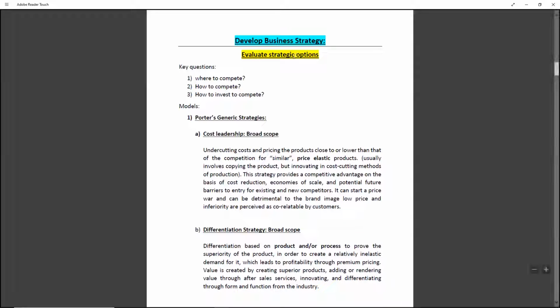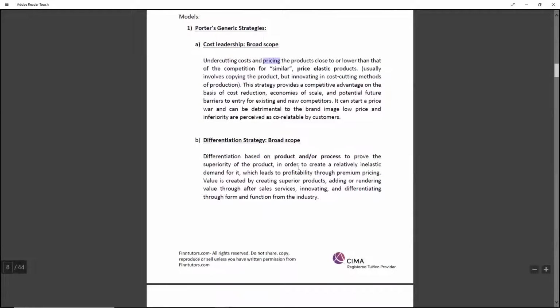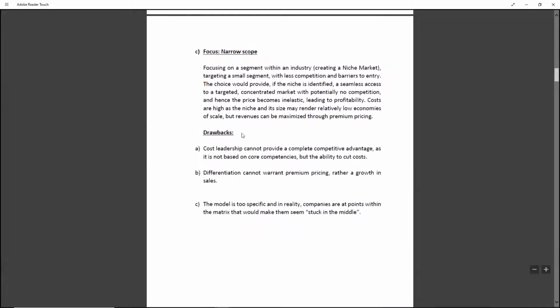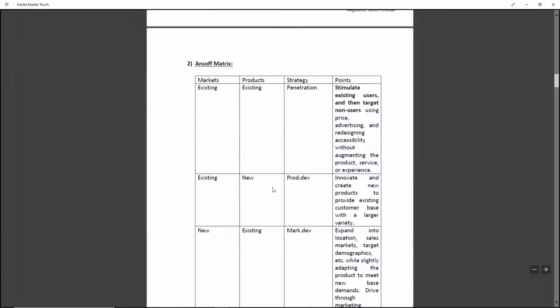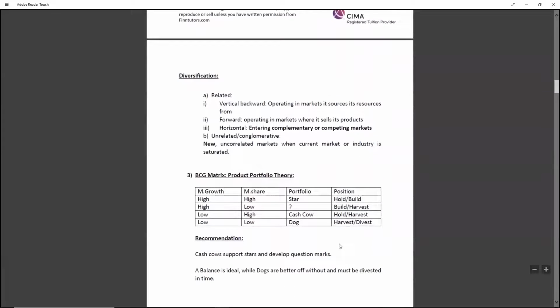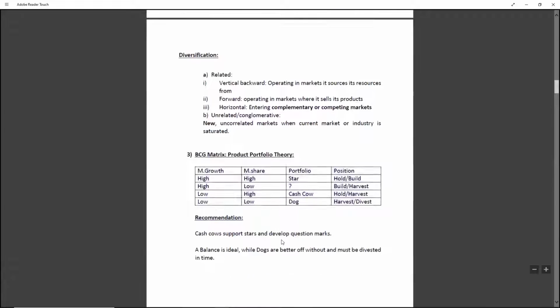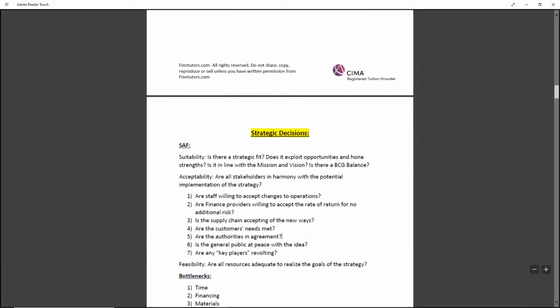So over here, we have explained first the Porter's generic strategies. In simple words, they have been further cut down. They have been further summarized for you. And we have given you drawbacks, advantages as well. Then the next model, the Ansoff's matrix, you will also see an explanation of that over here. You will also see the explanation of the BCG matrix. So that's your first I CAN statement.